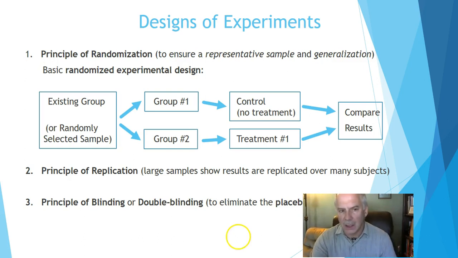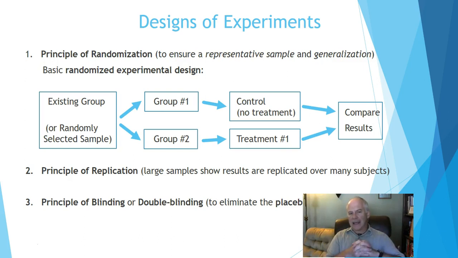Now, I want to say things about some designing of experiments. Experiments we'll talk about later, but there's various principles that help you design an experiment. First of all, the principle of randomization. You need to make sure you use randomization to help make your sample be representative of the population.